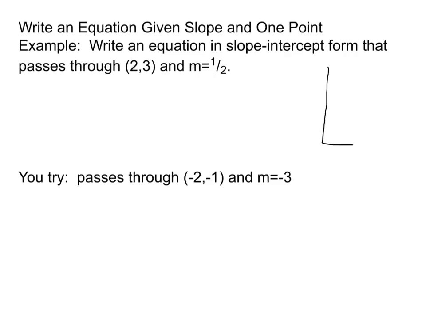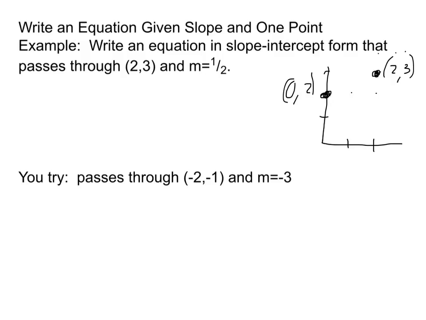Let me show you what that would look like. If we go over 1, 2, and up 1, 2, 3, we're at the point 2, 3. We also know that the slope is 1/2, so I rise 1 and run 2. But if I was going backwards, I'd go down 1 over 2 that way. So my y-intercept would be at 0, 2. That's one way you can find it, but that's not the more common way.